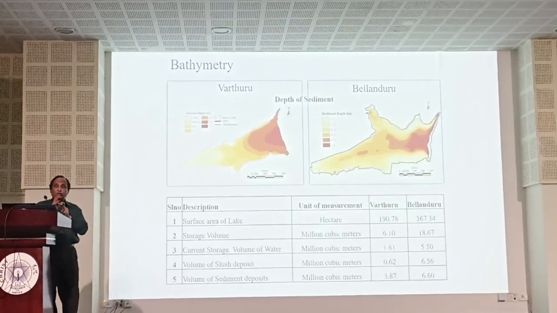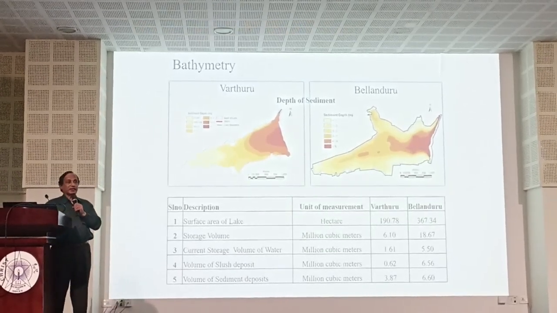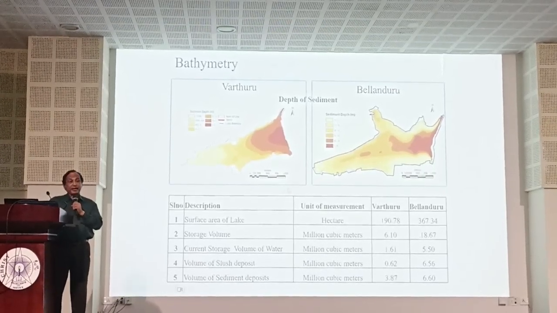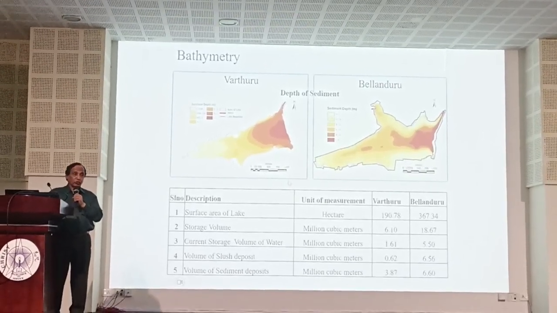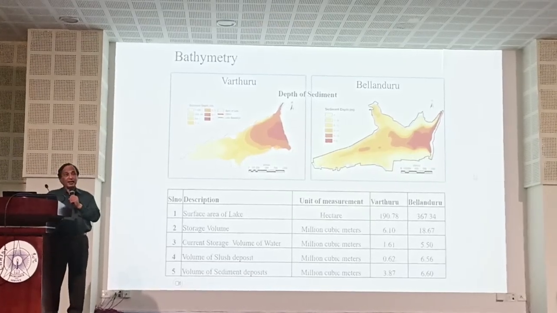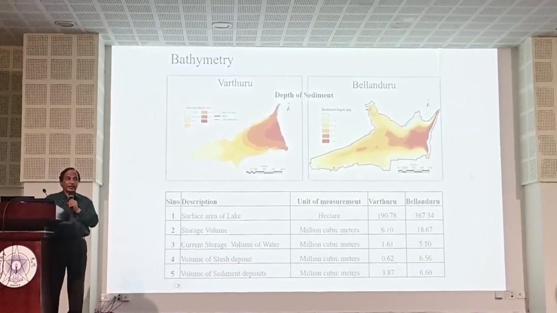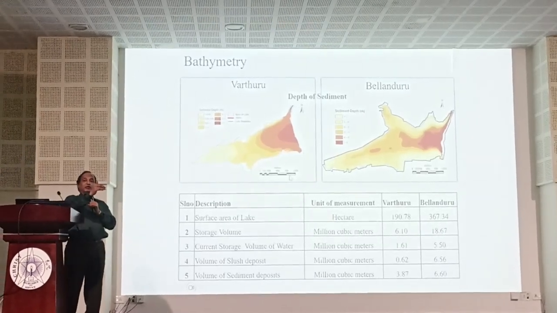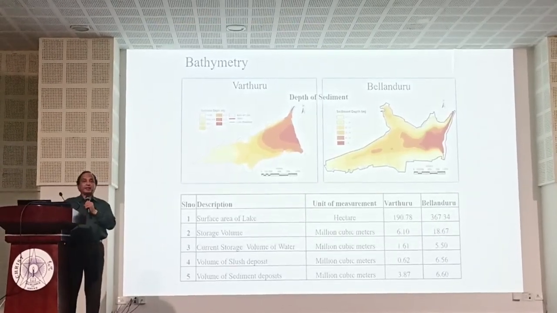Now that is a big quantity. How to handle that? We looked at the soil chemistry, the contaminants in the sediment in both the lakes. We found that there are contaminants, heavy metals, in Bellandur lake, while Varthur lake doesn't have, because Varthur lake is downstream of Bellandur lake. So it didn't have any contaminants.